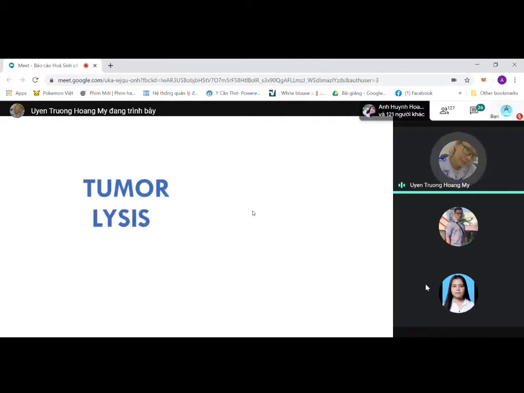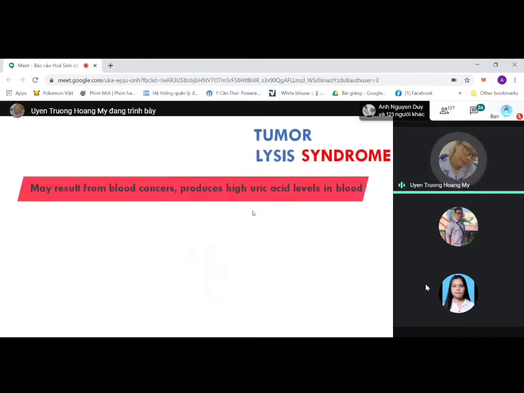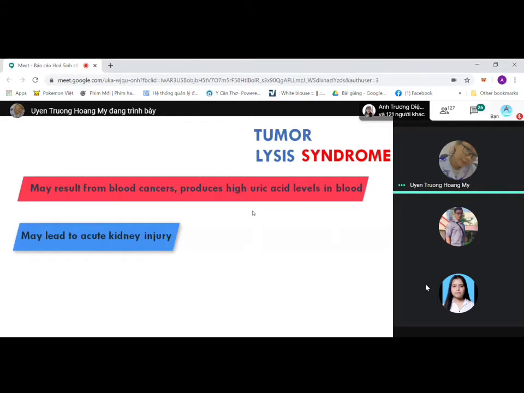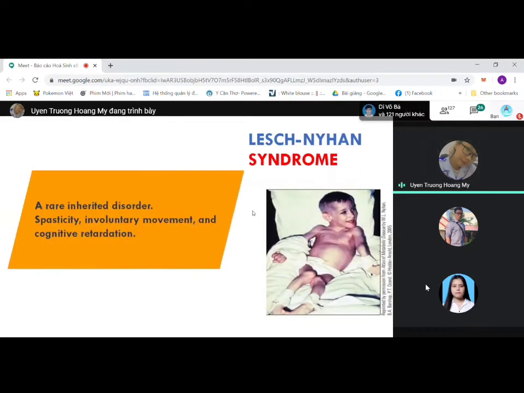3 is tumor lysis syndrome, an emergency condition that may result from blood cancers and produce high uric acid levels in blood. Tumor lysis syndrome may lead to acute kidney injury. Treatment includes hyperhydration. 4 is Lesch-Nyhan syndrome, a rare inherited disorder with spasticity, involuntary movement, and cognitive retardation, as well as gout.